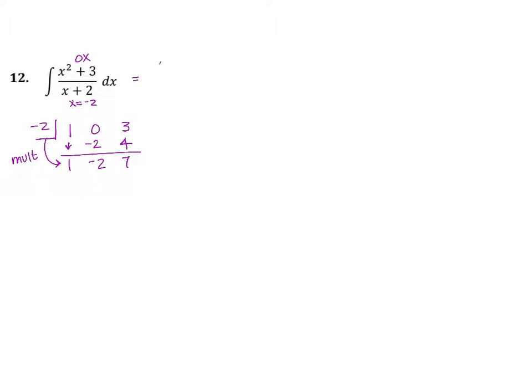So here we can rewrite this. We started out with x squared, but we've divided out an x, so we're going to drop it a term. It's going to be x minus 2 plus our remainder of 7 over x plus 2 dx. And now we run through and do our integration. We're going to have x squared over 2 minus 2x plus 7 times the natural log, absolute value of x plus 2, and then plus c.